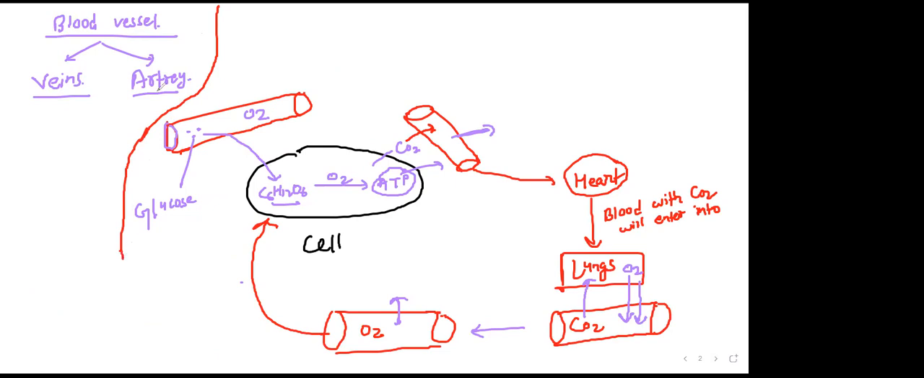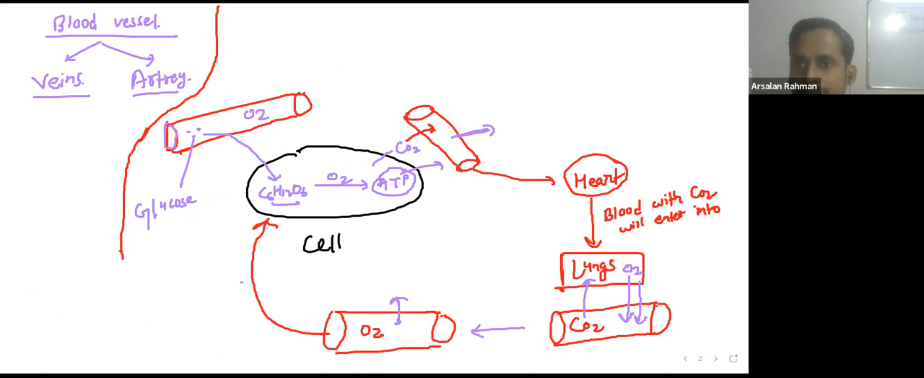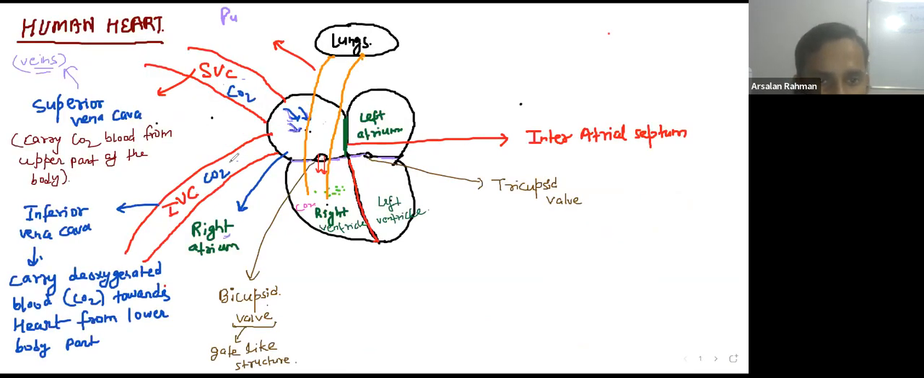Veins carry blood to the heart, artery carries it away from the heart. Very good. Here you can see, this is veins, right? This vein is carrying blood towards the heart, yes or no? So veins are those blood vessels which carry blood towards the heart, okay?